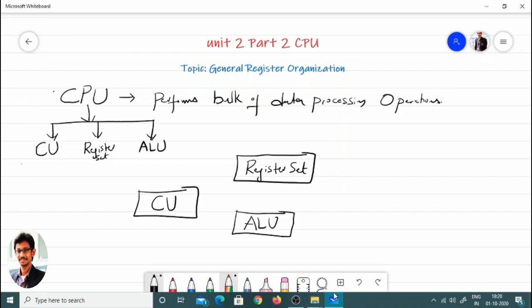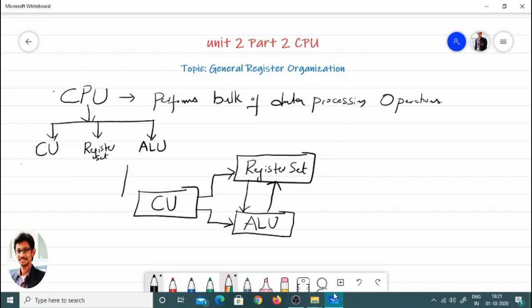arithmetic, logic and shift micro operations for executing the instructions. Now this CU controls or supervises the transfer of data among registers, that's why this arrow mark. This CU also supervises the ALU while performing the arithmetic, logic and shift micro operations. The ALU takes the data from registers and performs arithmetic, logic and shift operations. And once the operation is done, the data is stored back to the registers. That's why this arrow mark.